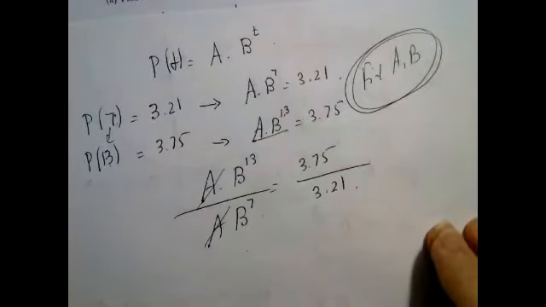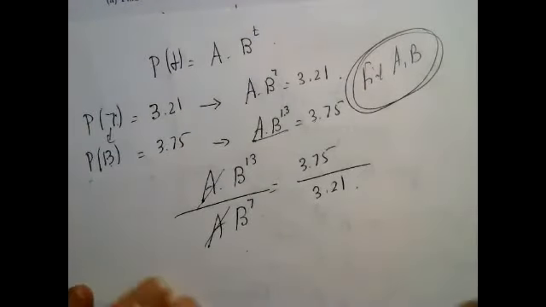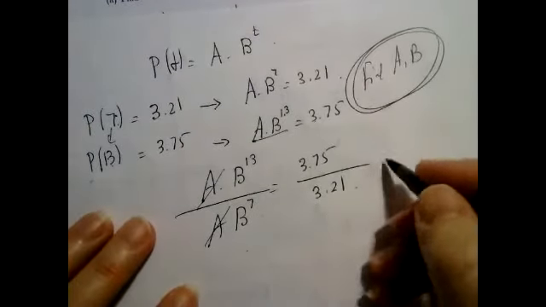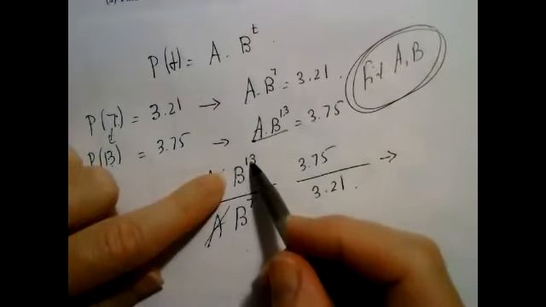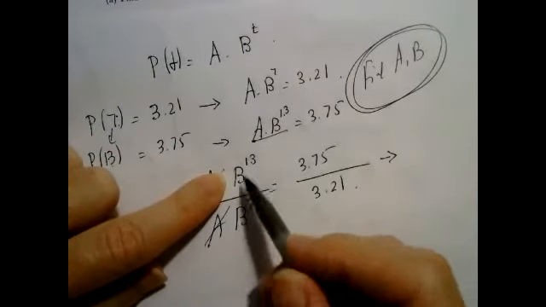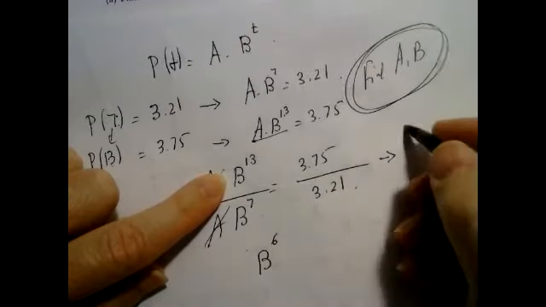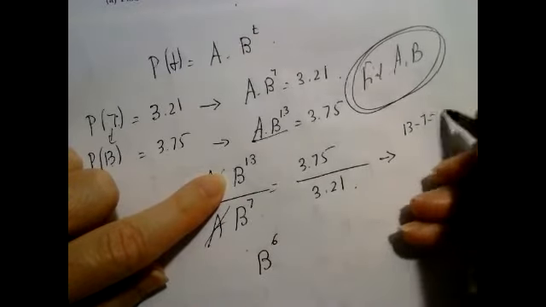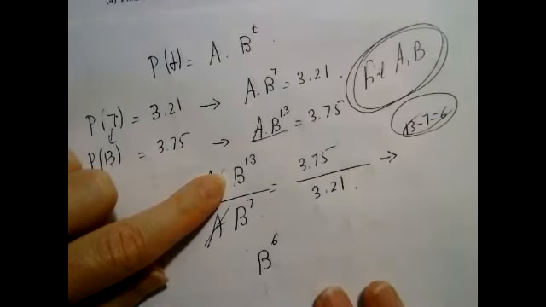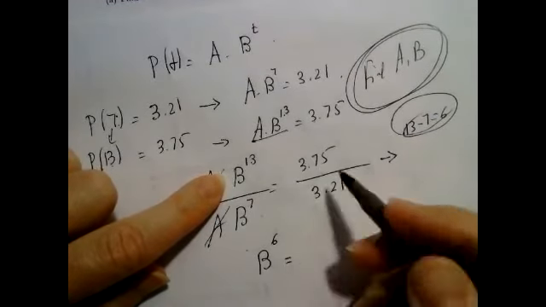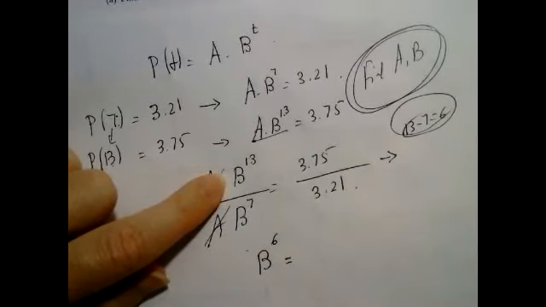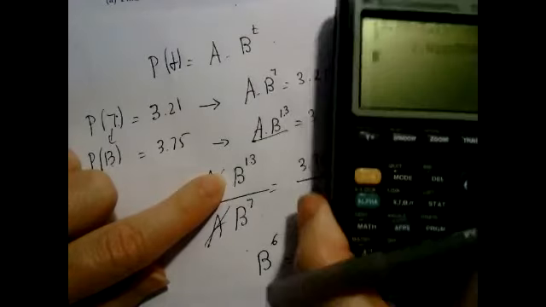Okay, Brianna, all right. So everybody agrees. You guys must be right if you all agree. So let's do that. B to the power 13 over B to the power 7, we take away the power and get B to the power 6. It's 13 minus 7, which is 6. All right, equal. Now 3.75 over 3.21, I don't think this is a nice number.